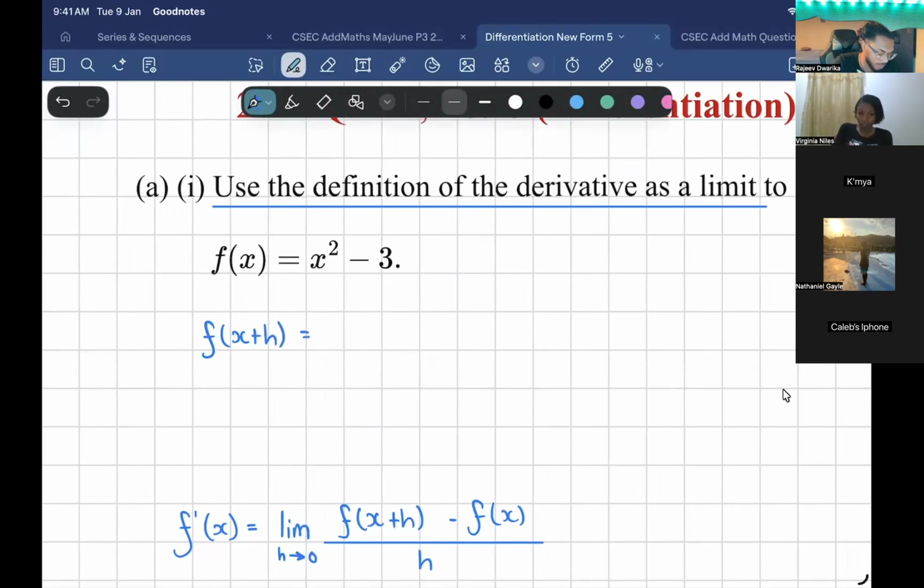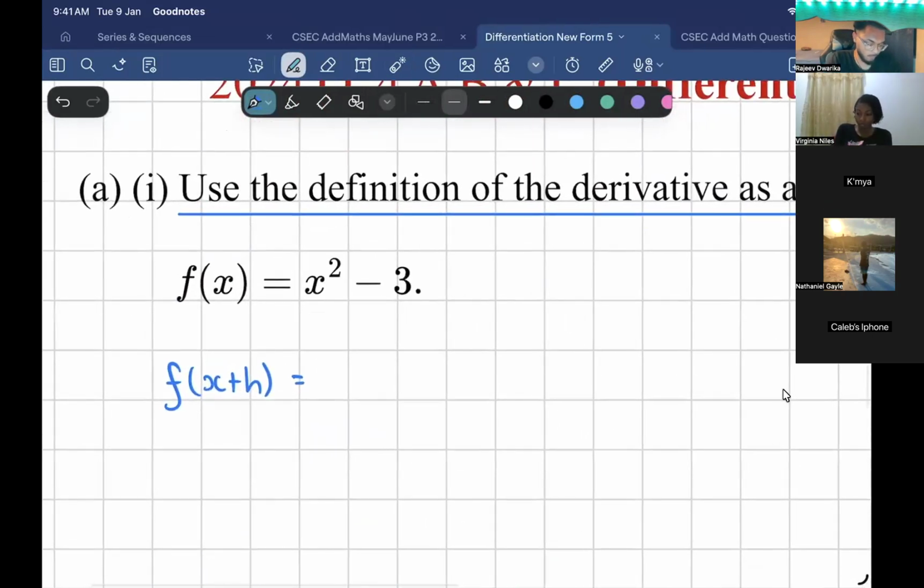So we have f of x plus h. What do we have in the brackets? x plus h. So what am I going to write over here? x plus h squared minus 3. Wait, like this? No, x plus h in brackets, squared. Come on, did you put brackets? Yes, I did.